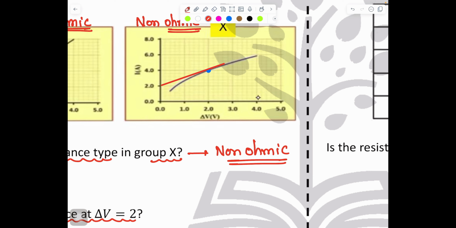Clear? Okay, so this will give you the starting point, which is 2. So you need to check like this. This is your voltage and this is your current. So what is the current value?